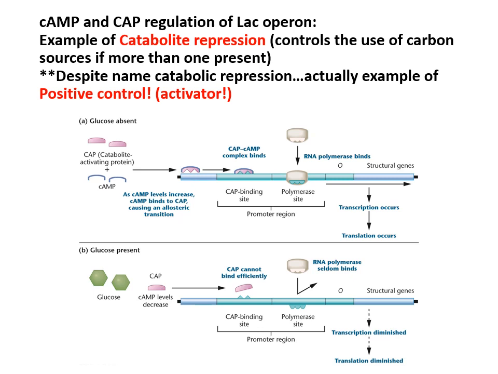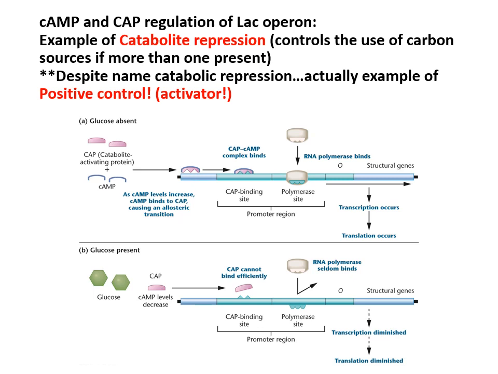And so what the figures here basically show you is how what's called cAMP and CAP, which is glucose dependent, can help regulate the lac operon as well. Even though it's called a form of catabolite repression, you're going to see that it's actually an example of positive control because this is an activating or activator process.